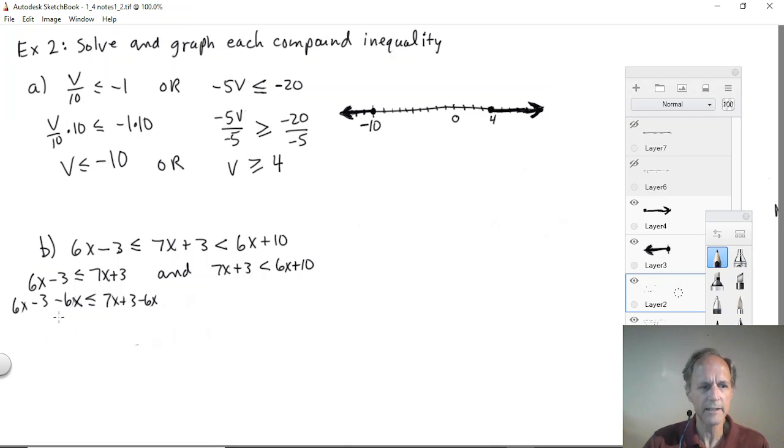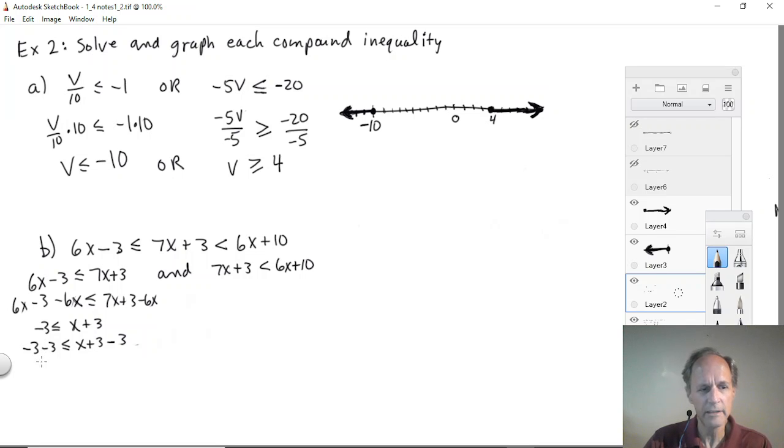Okay, so 6x minus 6x just leaves negative 3. And 7x minus 6x, that leaves x and plus 3. Okay, so now we're going to subtract 3 from both sides to get the x by itself, right? So on the left we have negative 3 minus 3. And on the right we have x plus 3 minus 3. Subtracted 3 from both sides.